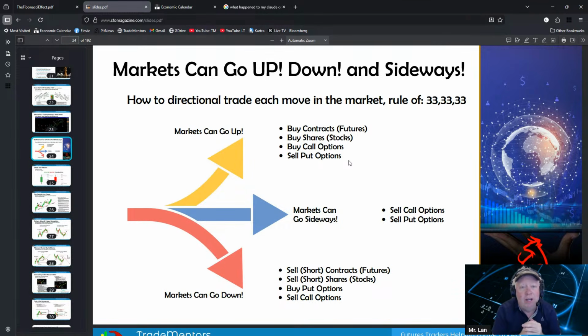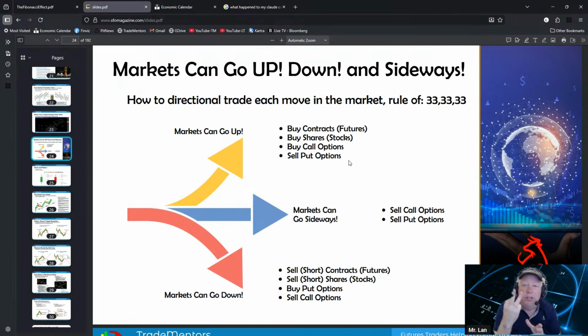You have limited profit potential, but you have unlimited loss potential. But if the market goes down and you sold a call option, well, you get your profit. It's limited to the amount of premium that the guy you sold the option to has to pay for it, but that's your profit. That's what you do it for, right?